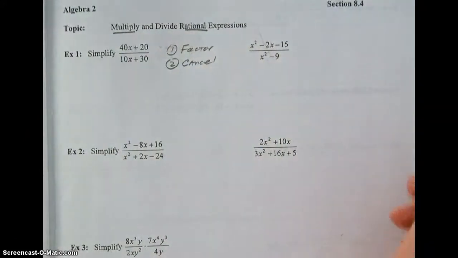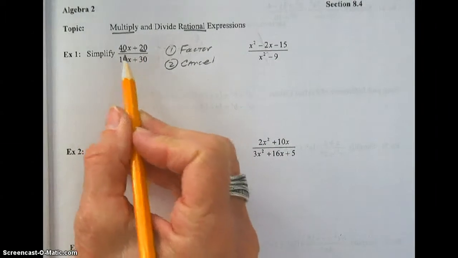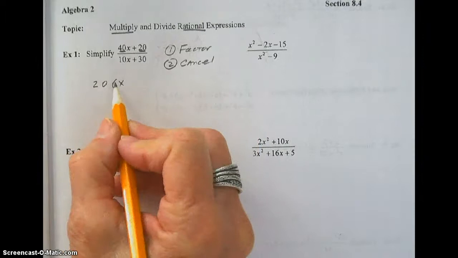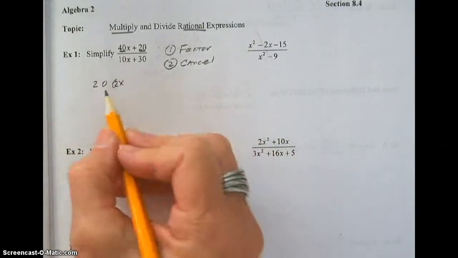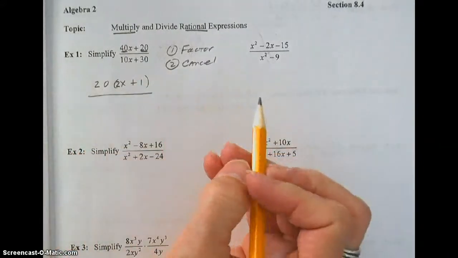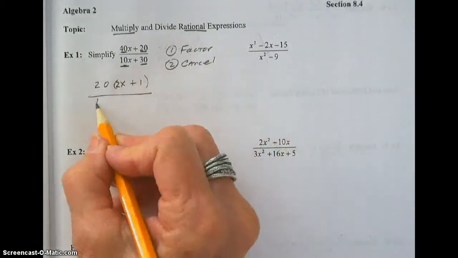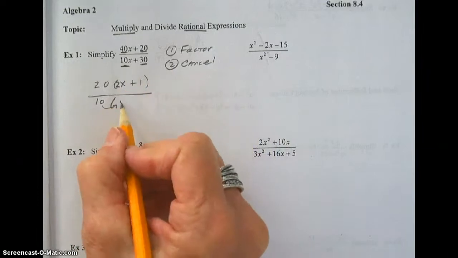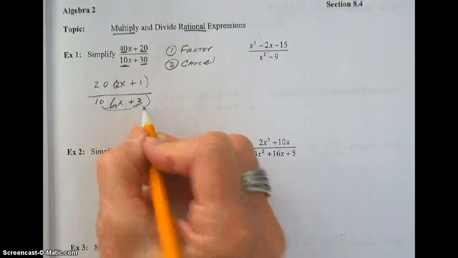Okay. So let me show you an example 1 what I mean by factor. 20 goes into both 40 and 20, so we can factor that out. And if we factor out a 20, 20 times what is 40x? That would be a 2x. And 20 times what is a 20? That would be a plus 1. On the bottom example, you can see that 10 is common in both of those, so we'll factor out that 10. And again, 10 times what is 10x? That would be an x. And 10 times what is 30? That would be a plus 3.